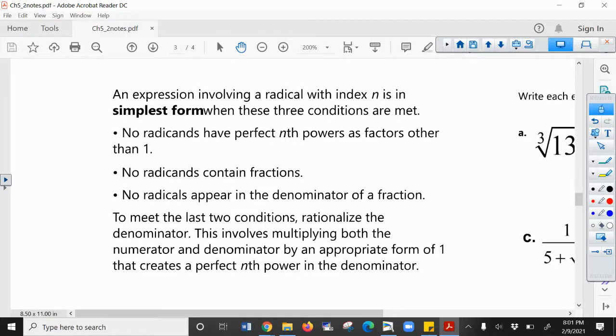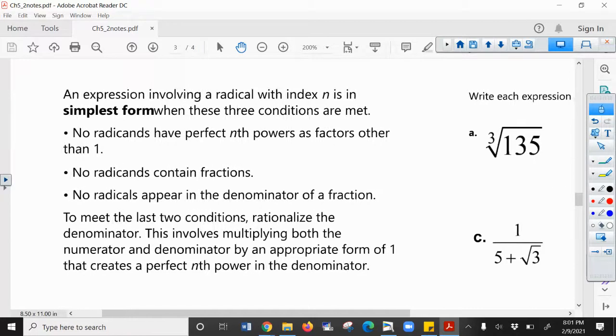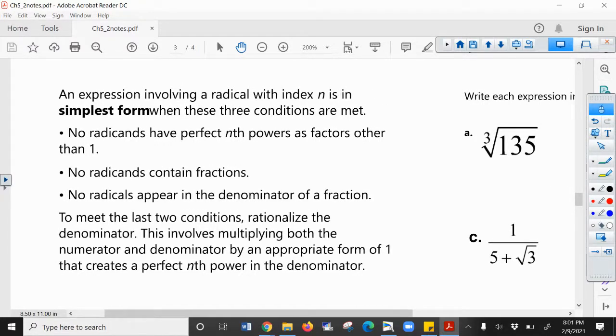In this section, we're going to talk about simplifying square roots and cube roots using these three simple rules. You can read this over here. An expression involving a radical with index n is in simplest form when these three conditions are met. First, no radicand has a perfect nth power as a factor other than 1.